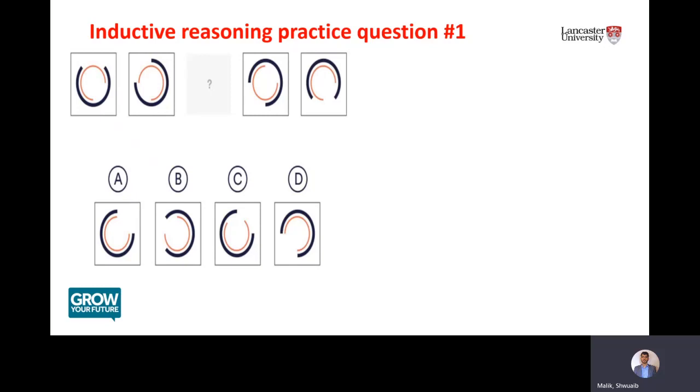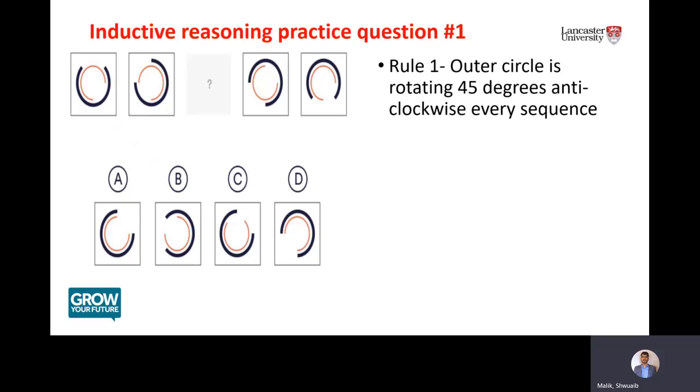It can do multiple things, and there's multiple rules. The key thing is to focus from one box to the next, rather than looking at the whole sequence as a whole, because then it can be quite overwhelming to spot a pattern. And the trick to these questions is spotting patterns as quickly as possible. So if we focus from left to right, just one box at a time, the first rule I can determine is that the outer circle, the thicker dark blue line, is rotating around 45 degrees anti-clockwise every sequence.